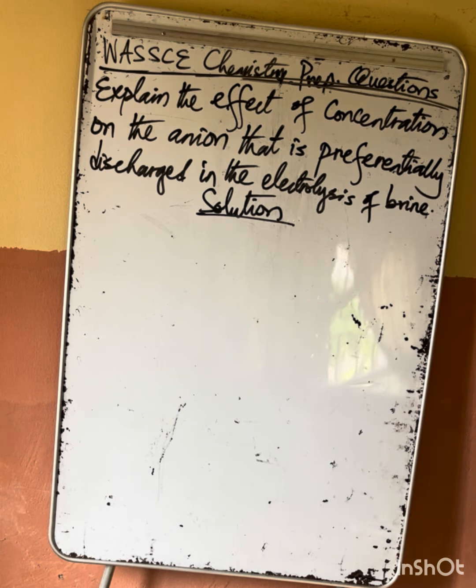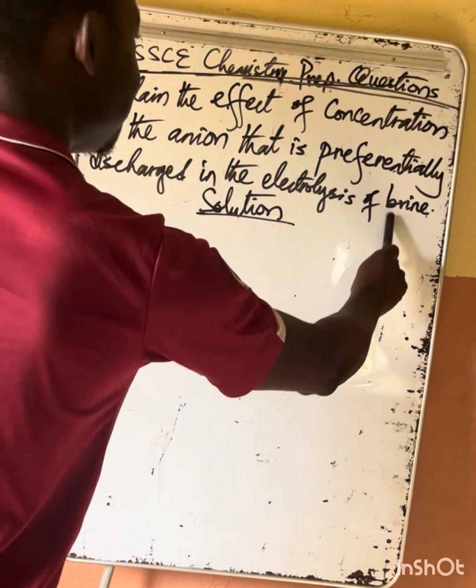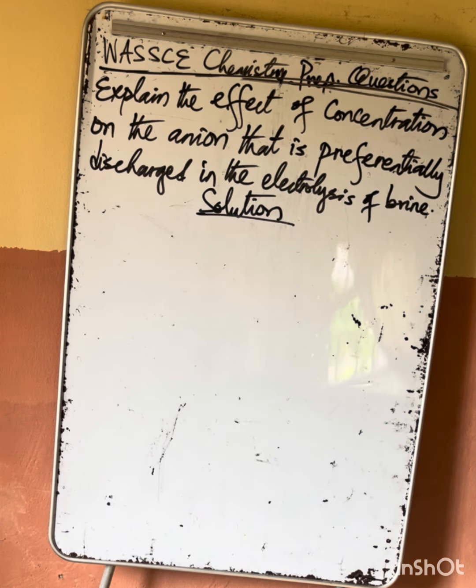Hello viewers, we have an interesting question on electrolysis, electrolytic reactions, and it goes as follows. Explain the effect of concentration on the anion that is preferentially discharged in the electrolysis of brine. So the first point of contact for you as a candidate is, what is brine? Because if you don't know what brine is, you'll be lost. Brine is simply concentrated sodium chloride solution.